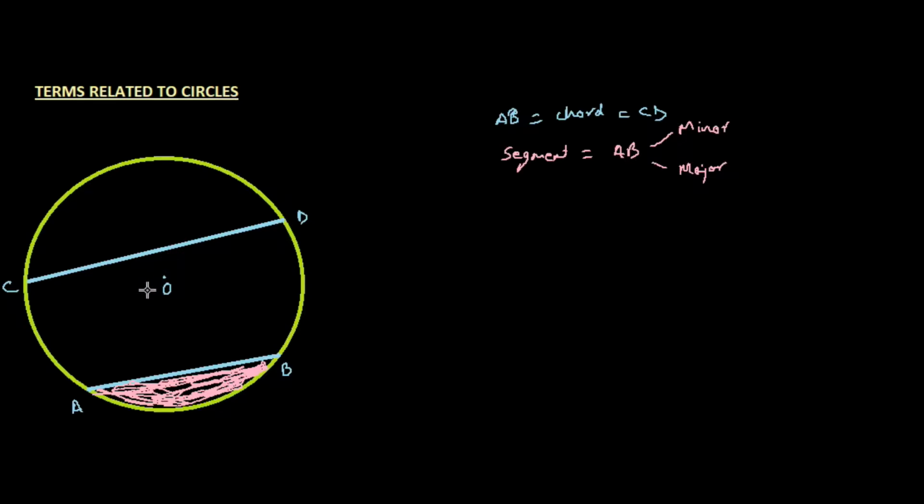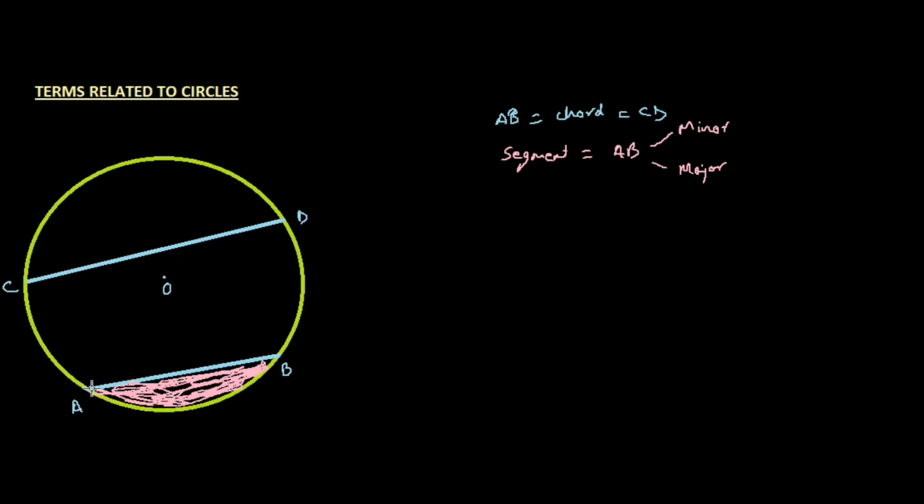And can you guess which one will be the longest chord? Well, yes, you guessed it right. Any chord that goes through the center is the longest chord, because that is the diameter of the circle. It is passing right through the center, so it can't be any longer than that. So a diameter is also called the longest chord.